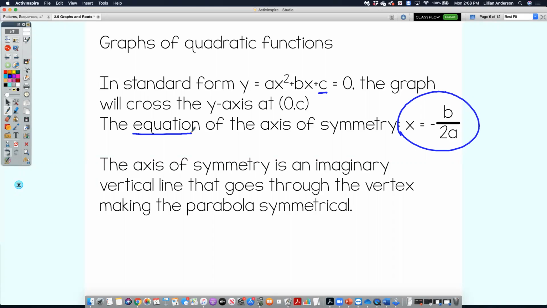Now the axis of symmetry is an imaginary vertical line that goes through the vertex, making a parabola symmetrical. So when you have a quadratic, it is in the shape of a U. The axis of symmetry is a vertical line that goes straight through the vertex and splits your parabola in half equally. And the equation to find that is negative b over 2a. That equation is also how you find the x-coordinate of your vertex. So whatever the axis of symmetry is, that is also the x-coordinate of your vertex.